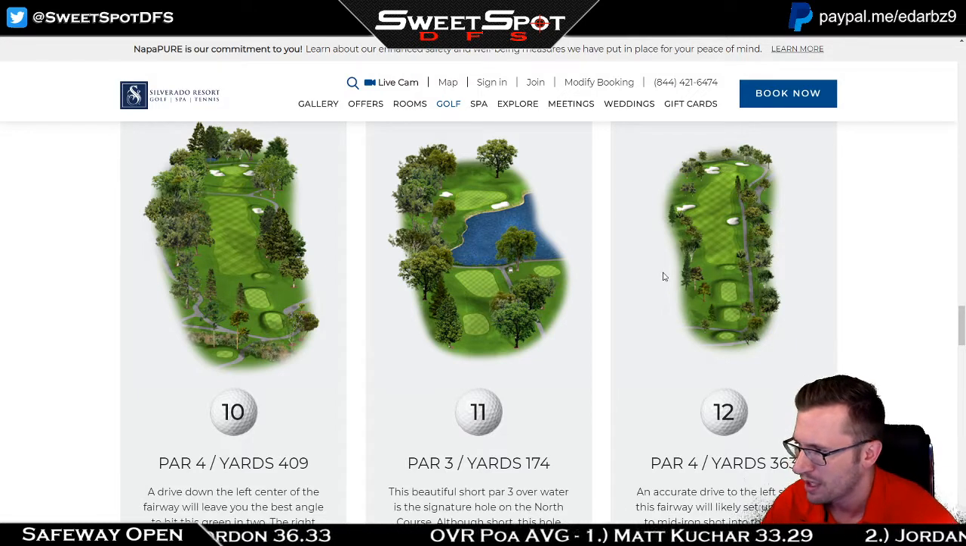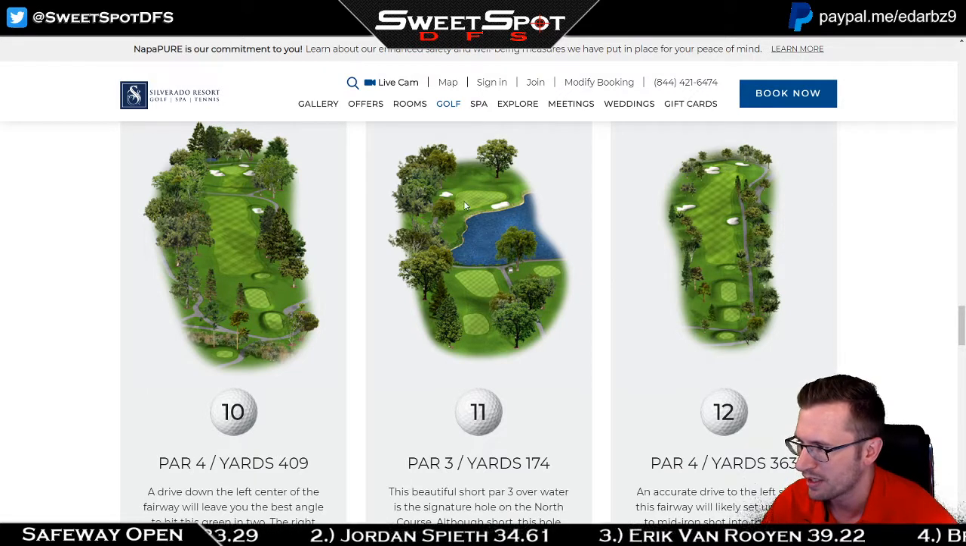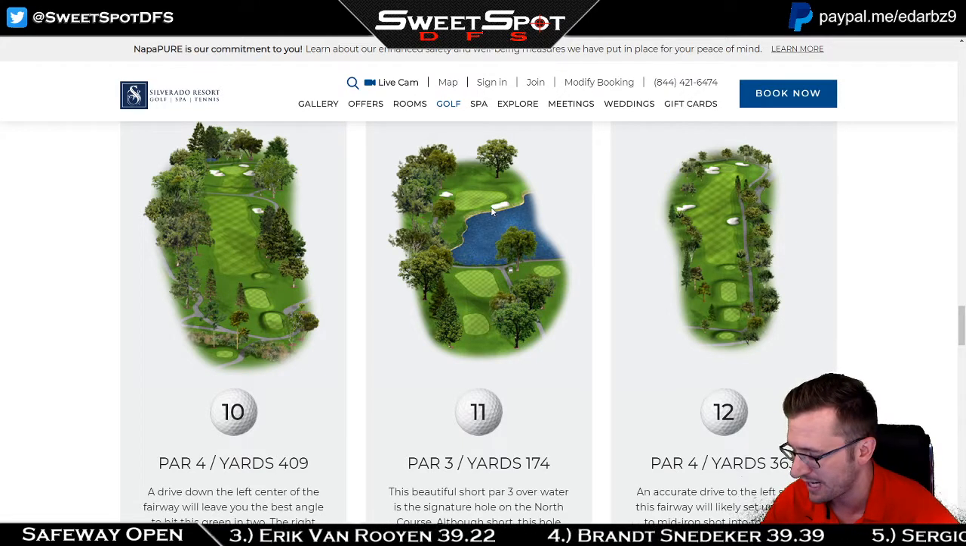Hole 11, I just had a fade because of everything over on the right side. It's pretty accessible. If the pin is back here, even if you hit a fade, you're fine in the middle of the green. So I think it's a fade all the way.